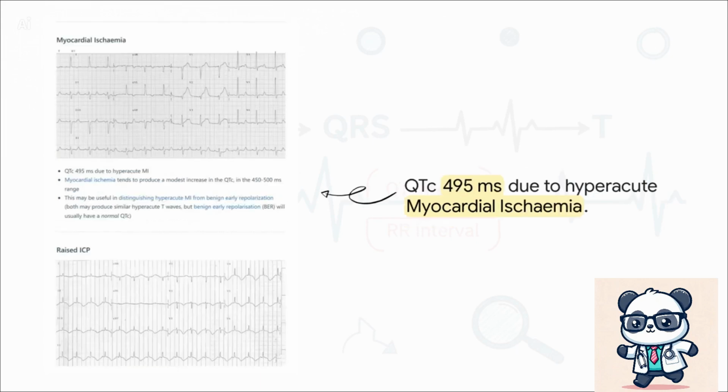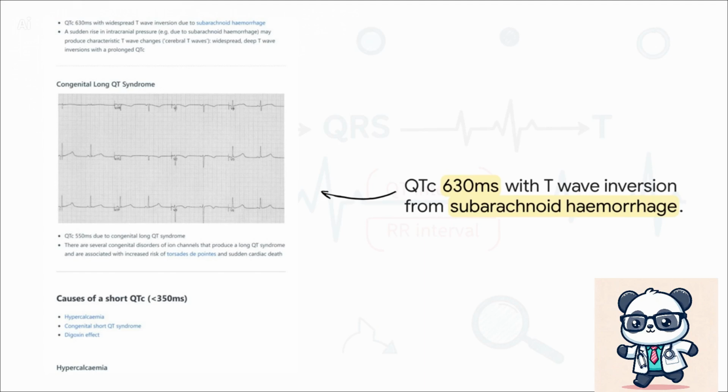Next up, myocardial ischemia. This typically produces a modest bump in the QTc, usually landing somewhere in the 450 to 500 millisecond range. This is a massive clue. It can actually help you distinguish a deadly hyperacute MI from a completely benign early repolarization, which usually just presents with a normal QTc.